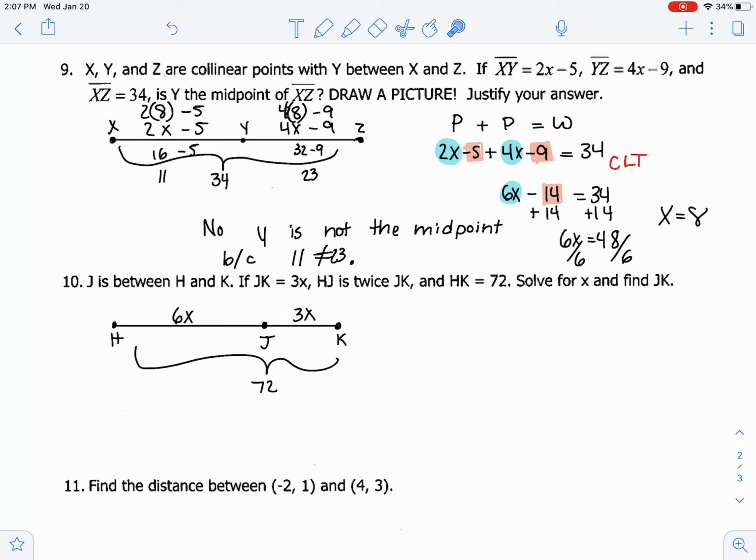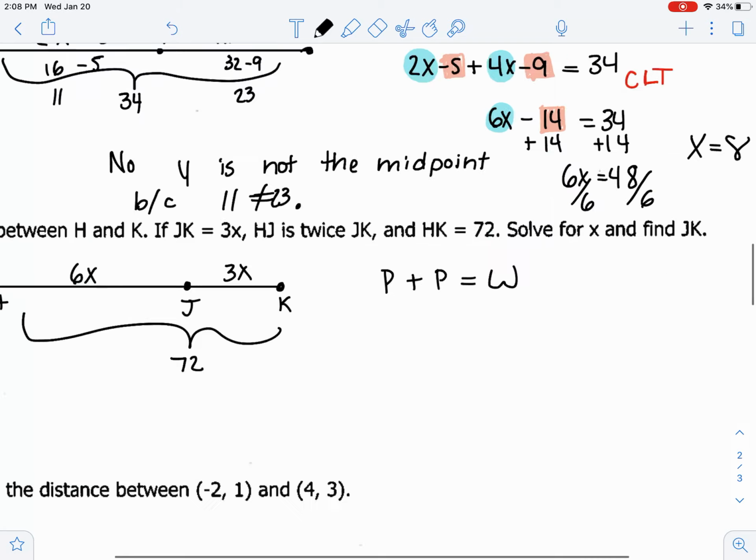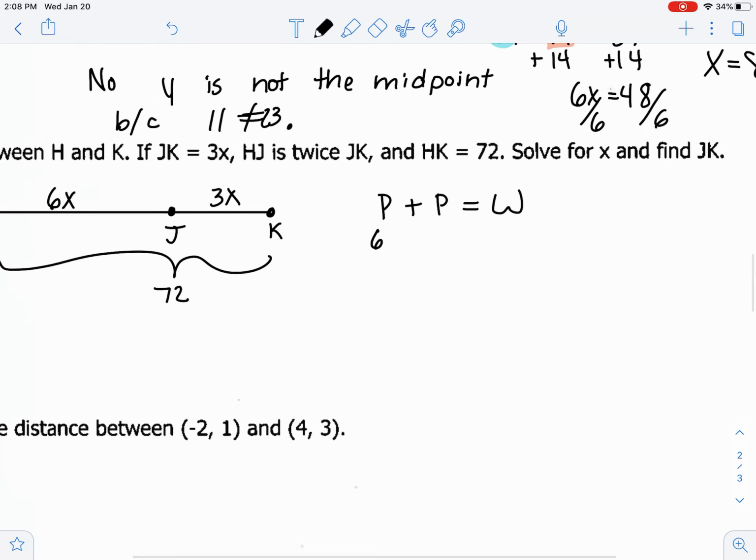So what pieces of information do I have? I have two parts, and I have a whole. Am I allowed to set it up? Part plus part equals whole? Well, yes, we are. 6x plus 3x equals 72.